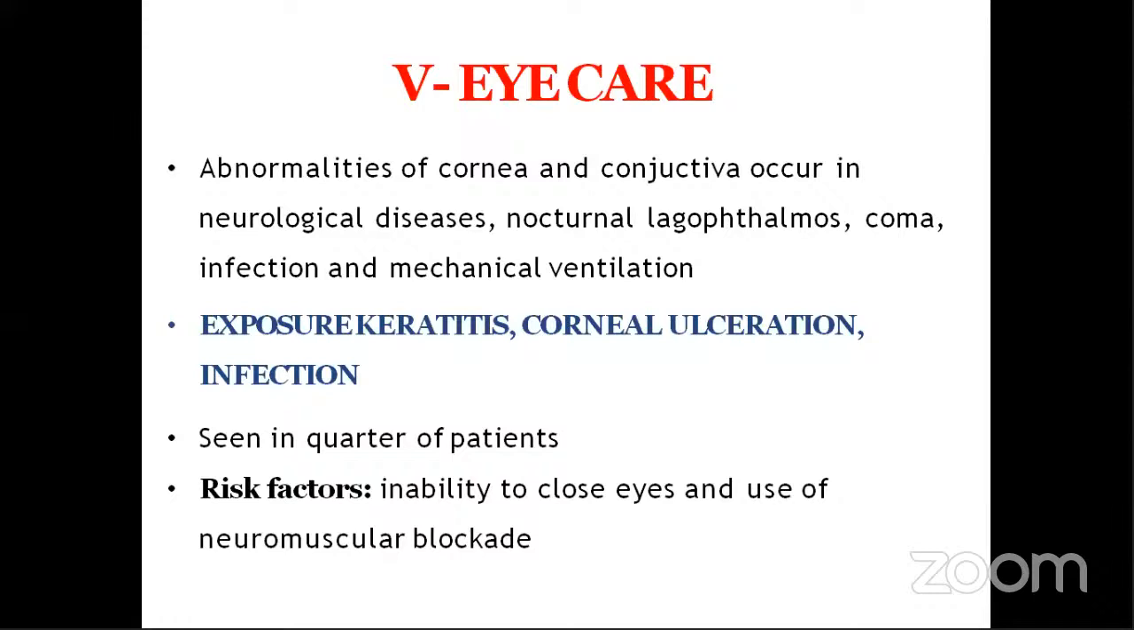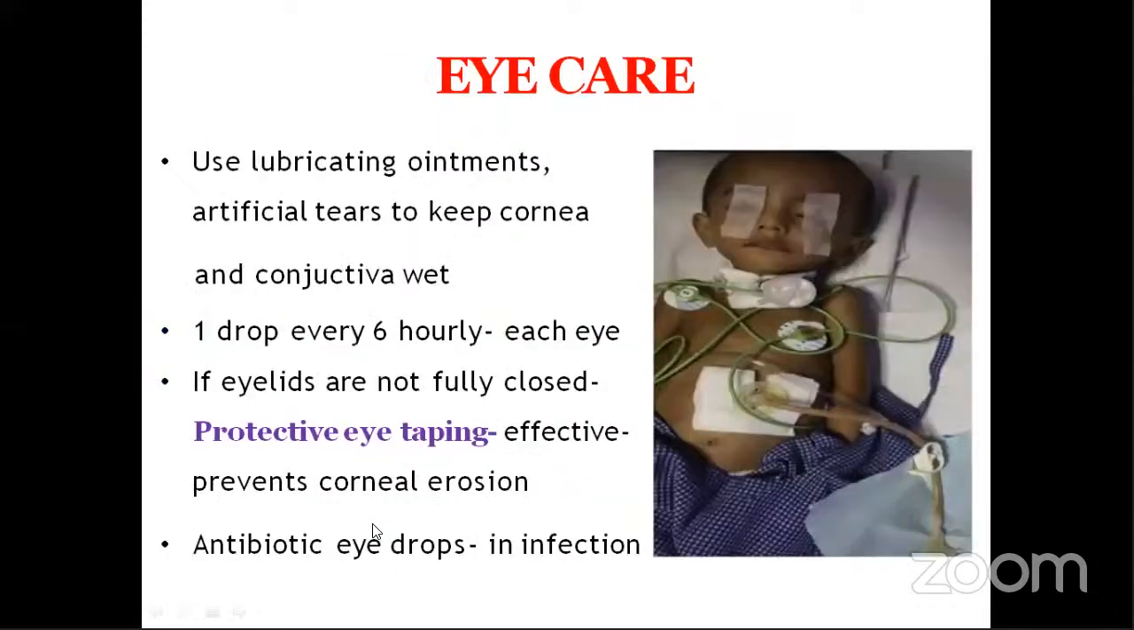If you're using muscle relaxants, it decreases the ability to close eyes, leading to lagophthalmos. If your patient has already a neurological insult, it further reduces the protective mechanisms of the eyes, and therefore the cornea and conjunctiva are predisposed to conditions like exposure keratitis or corneal ulceration or infection. It is seen in a quarter of patients.